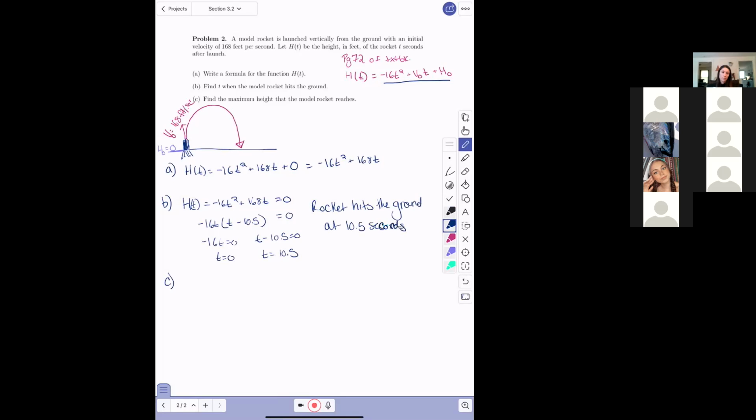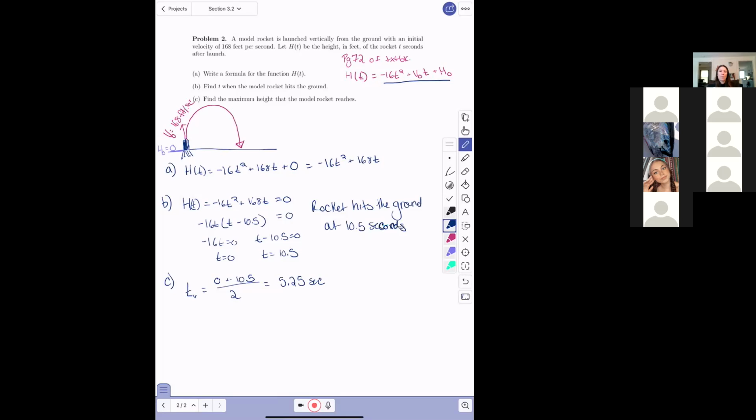All right. Part C, we have to find the maximum. And when we're finding the maximum, we want to find the vertex. So to find the t component of the vertex, t vertex, remember we find the midpoint. So we add both of our x-intercepts together. So 0 plus 10.5 divided by 2, which is equal to 5.25 seconds.